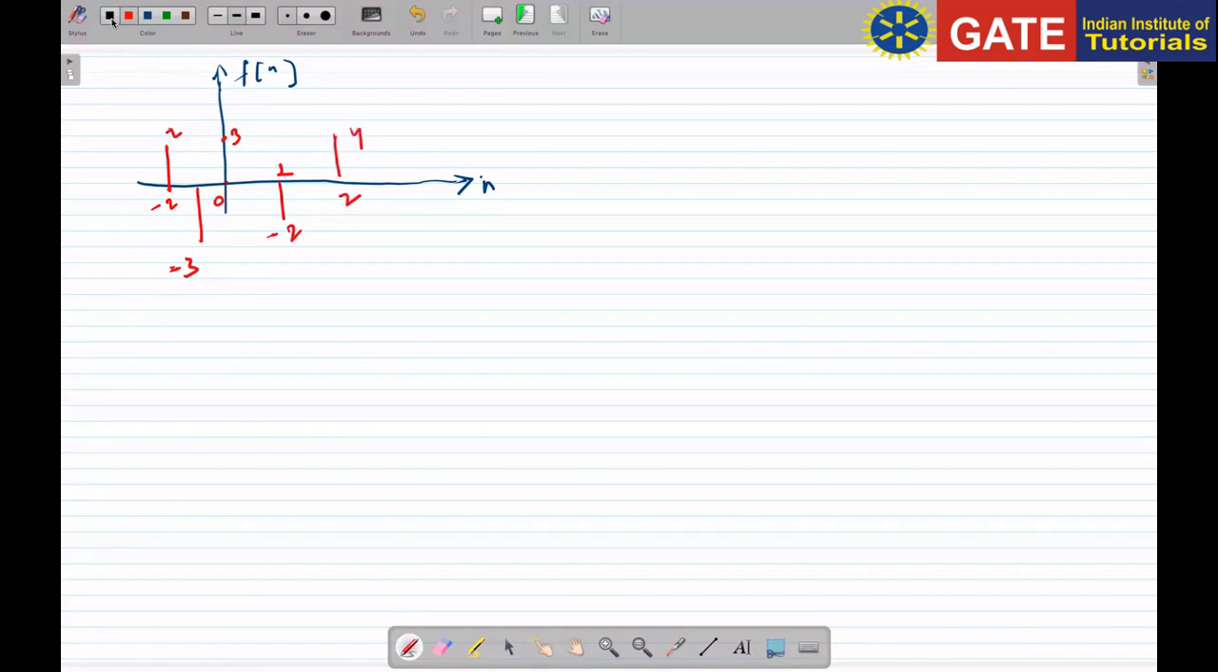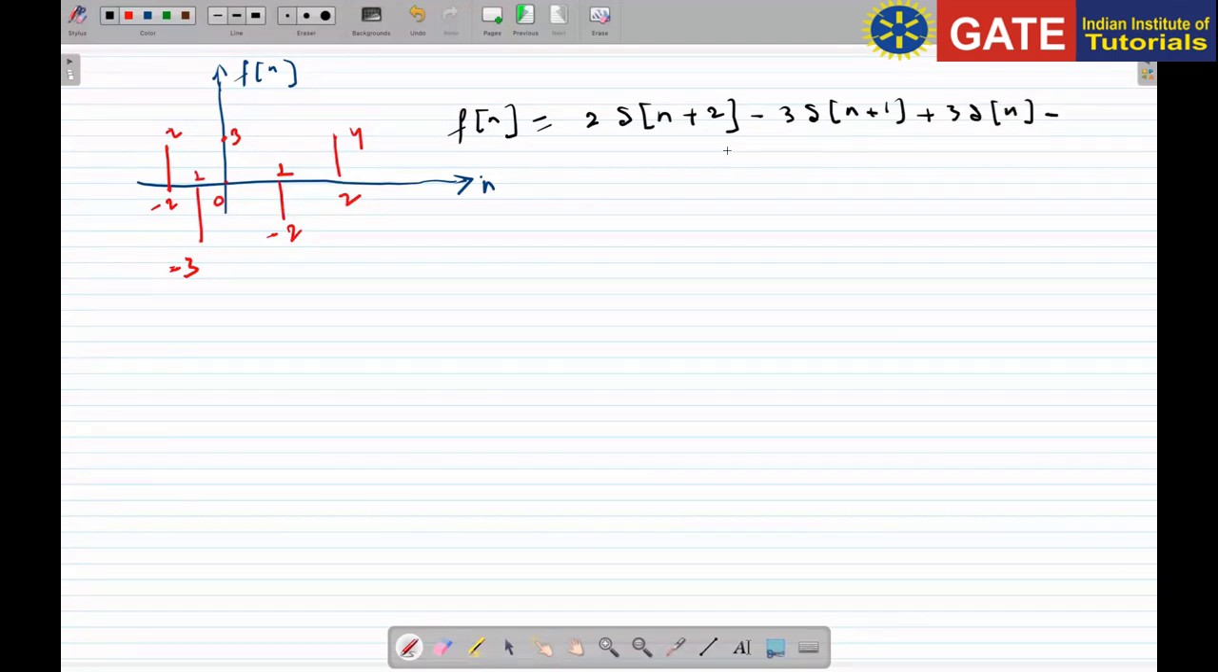Okay, and this can be, now focus here, f of n can be written as 2 del of n plus 2, correct? 2 del of n plus 2 minus, there is no concept of area change. It is the area here, minus 3. Directly we will write minus 3 del of n plus 1, because here this one is 1. Okay, plus 3 del of n minus 2 del of n minus 1. Now this one plus 4 del of n minus 2. Right.